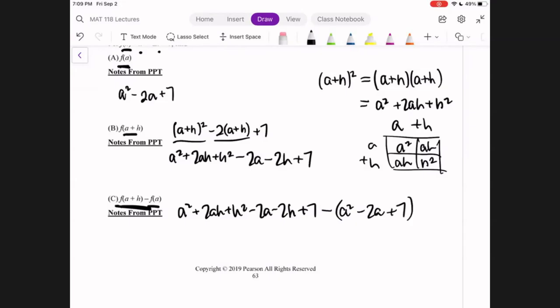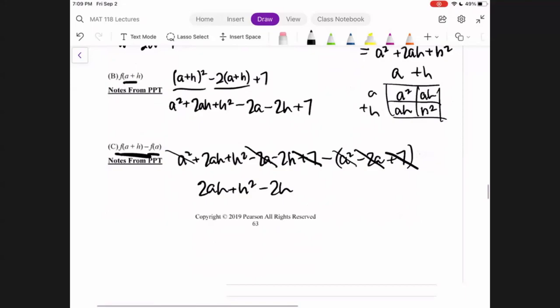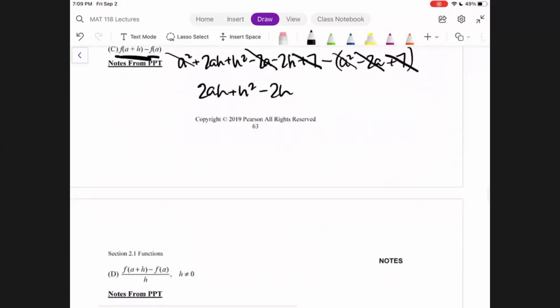And now you see, I'm going to subtract a squared, but I already have an a squared here at the beginning, so these cross out. Then I'm also taking away a 2a, but there's a minus 2a here. And then I'm taking away a 7, but there's a 7 there. So what's left is just 2ah plus h squared minus 2h. And then, unfortunately, in part D, it wants me to take what I got from part C, which is this top part, and divide it by h.